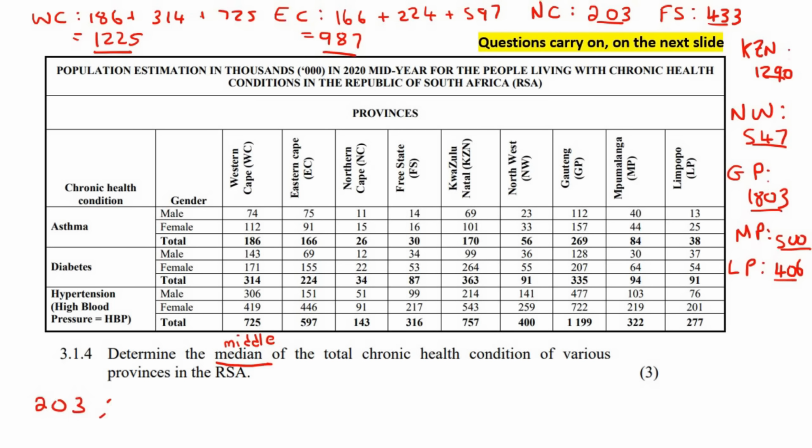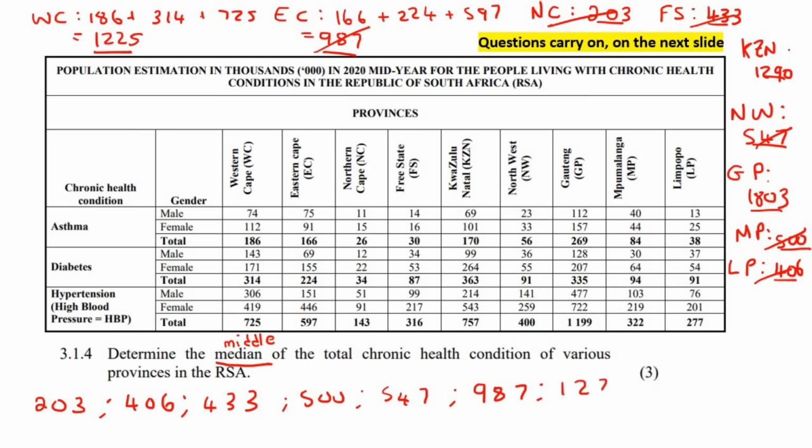Then, okay, so we've done the Northern Cape. The next smallest value would be Limpopo at 406. Then the Free State at 433. Then Mpumalanga at 500. Then the Northwest at 547. Eastern Cape at 987. And then what's next? Western Cape at 1225. Then KZN at 1290.